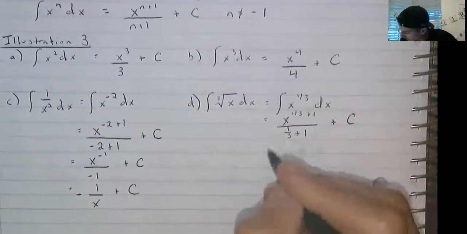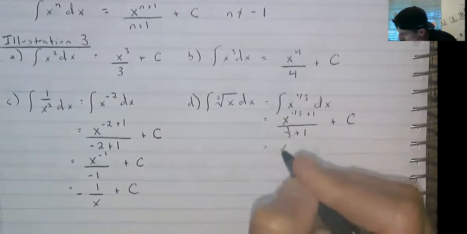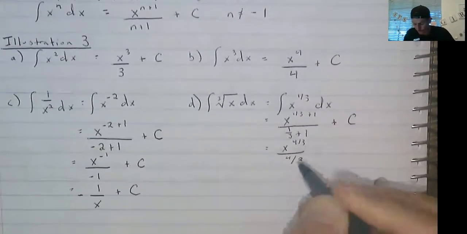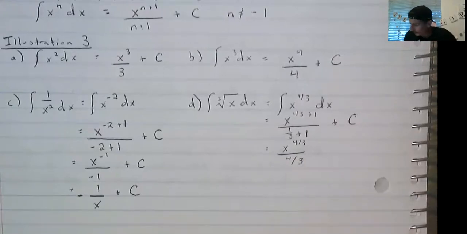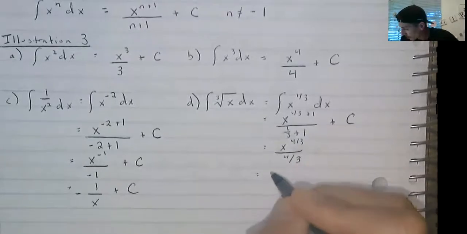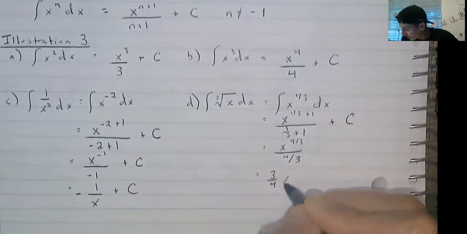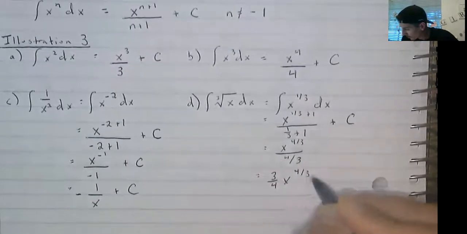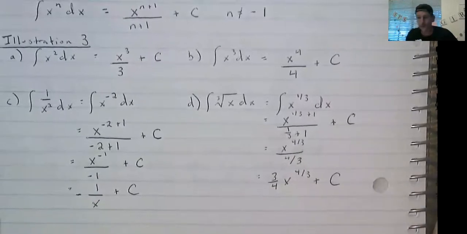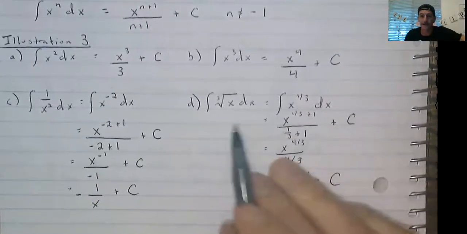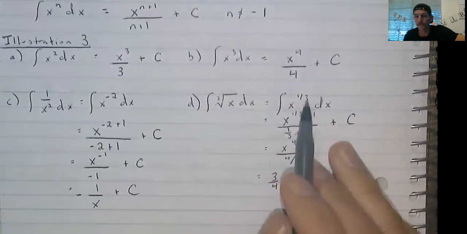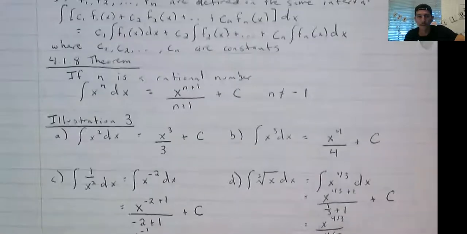1/3 plus 1 should be 4/3. And then you can maybe clean it up and say we'll call this 3/4 x to the 4/3 plus c. And I'd be fine with that. The main idea here is turning this radical expression into a rational exponent and then applying 4.1.8.